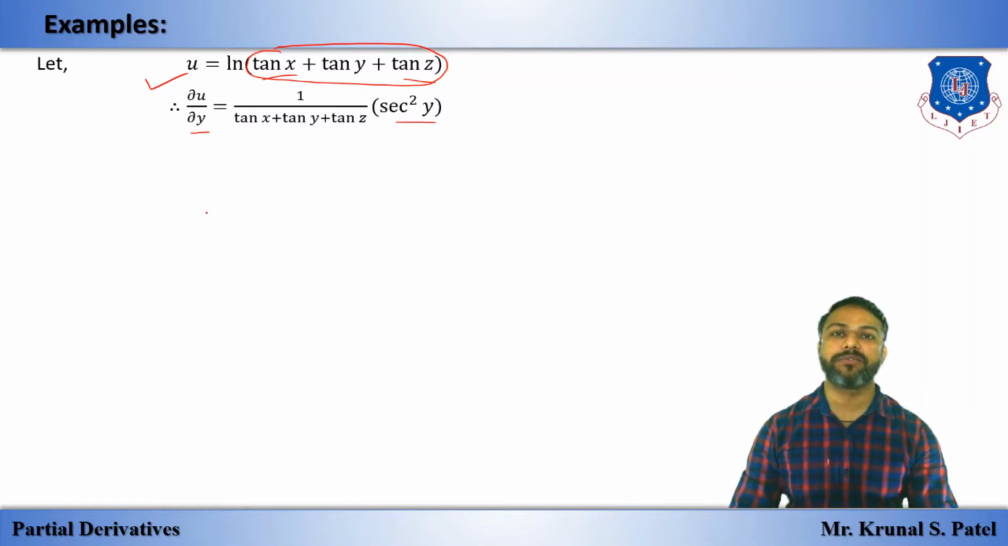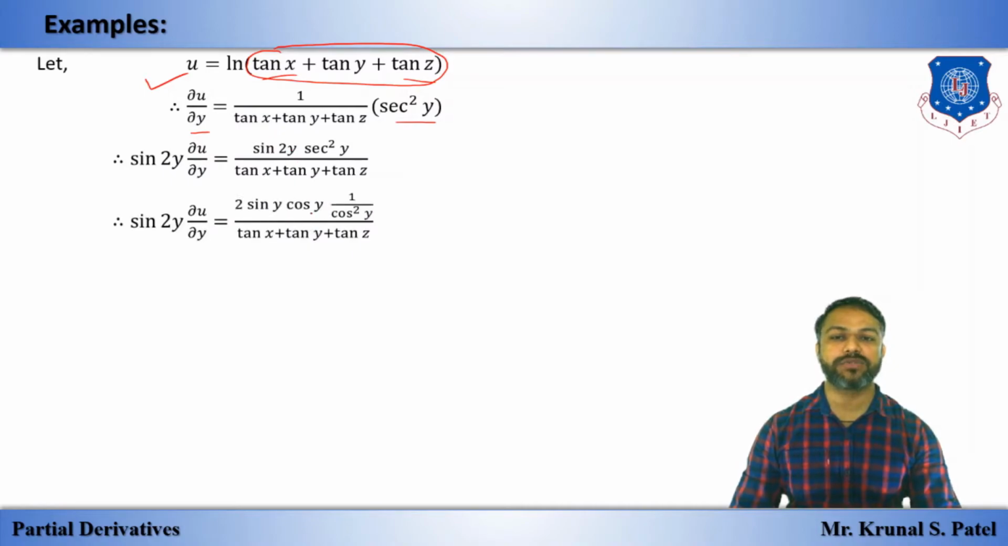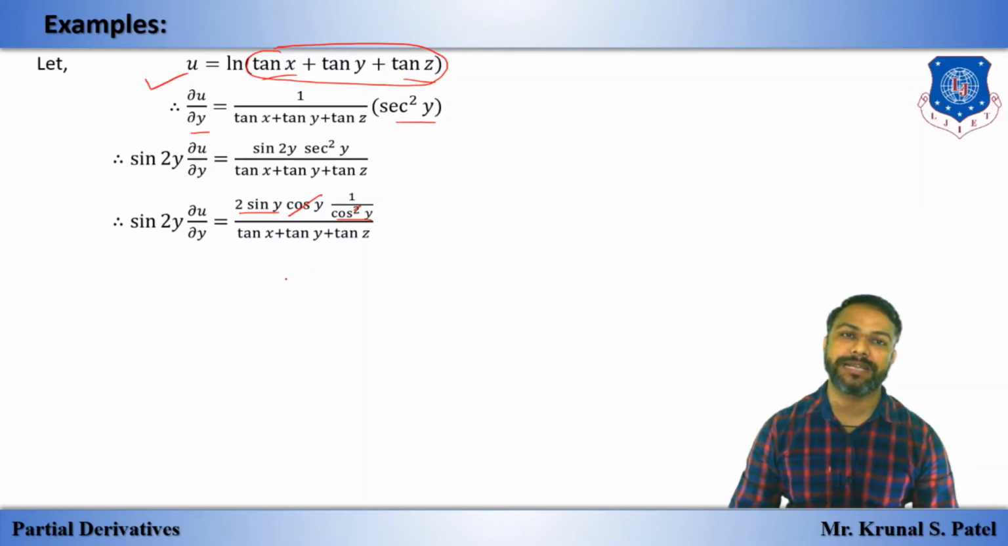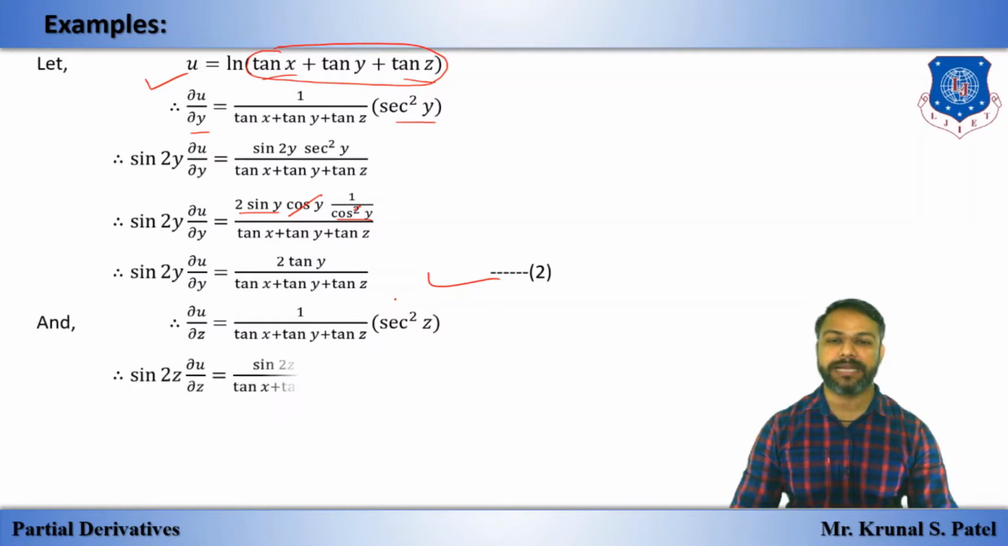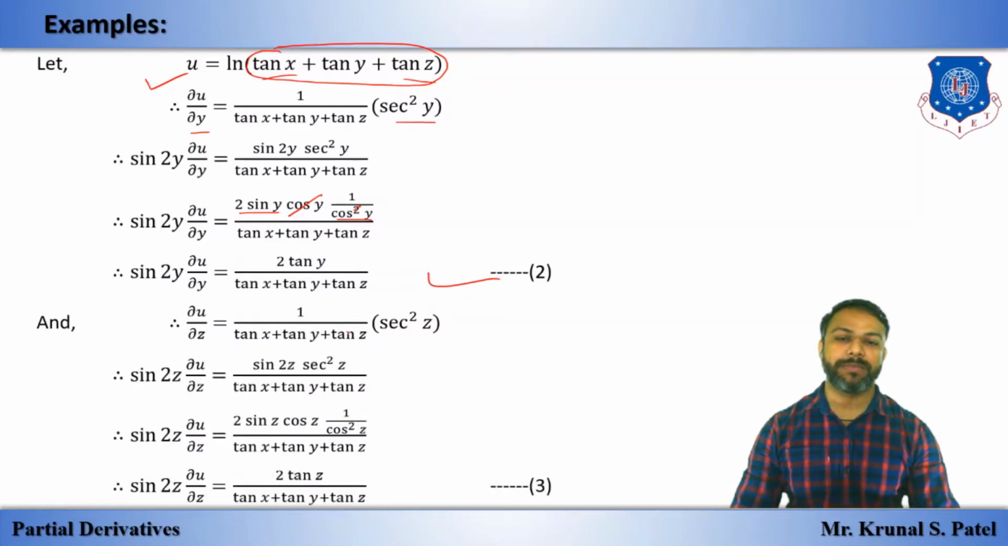Now we multiply with sin 2y, and same way we know the formula of sin 2y is 2 sin y cos y, and the formula of sec square y is 1 upon cos square y. By cancelling out 1 cos y from numerator and denominator here, the remaining part is 2 sin y upon cos y, and sin y upon cos y is tan y. So we have this equation number 2. Same way we can find sin 2z into del u by del z. Same to same process. By cancelling this cos and cos, we have 2 tan z. This is equation number 3.